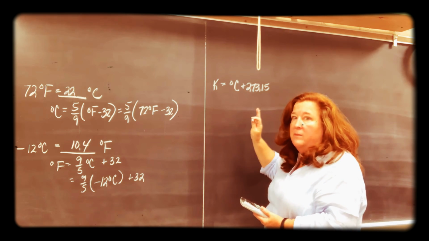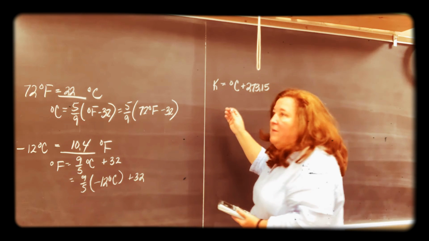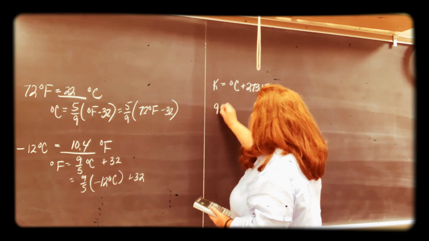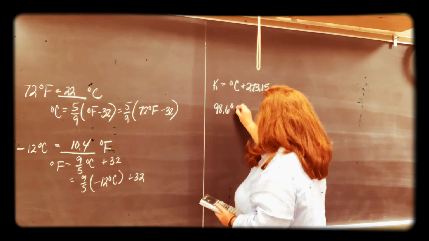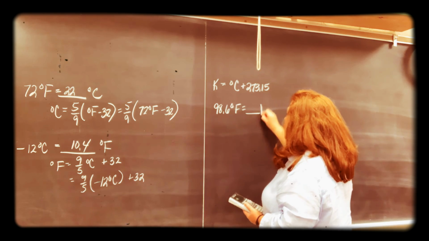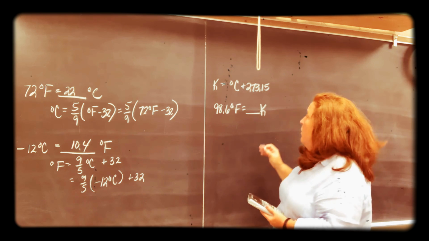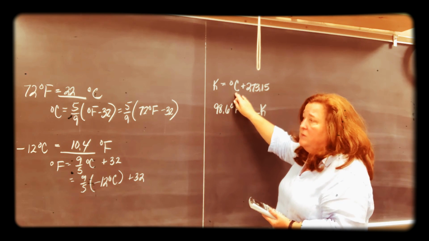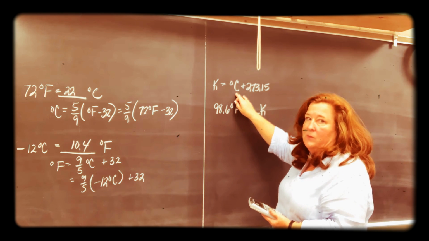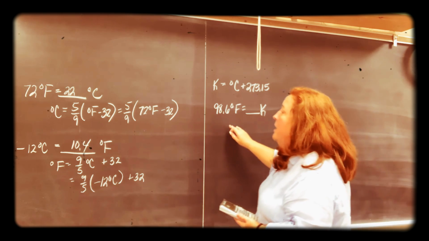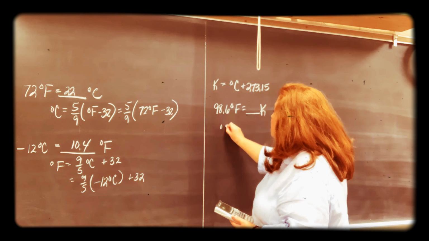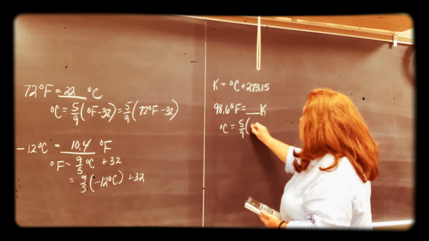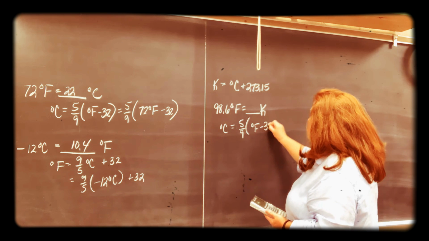So the hardest problem that you could possibly have is if you have a Fahrenheit temperature and you want to change it to Kelvin. So let's say average body temperature, 98.6 degrees Fahrenheit, and we want to know what that is in Kelvin. Well, we can't go from Fahrenheit to Kelvin. We're going to have to change it to Celsius first and then add our answer to 273.15.